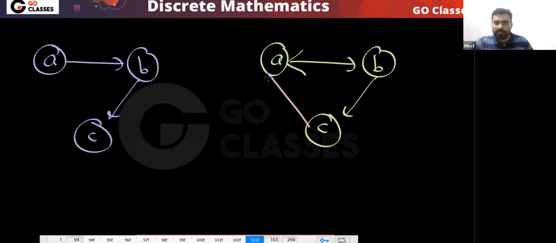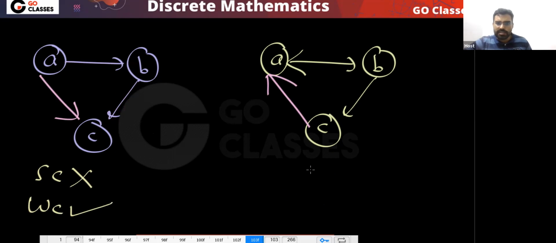Let's see this question. Now tell me. Again, this is not strongly connected. This is weakly connected. This is strongly connected also. This is weakly connected also.